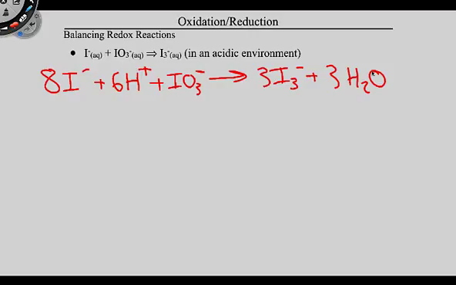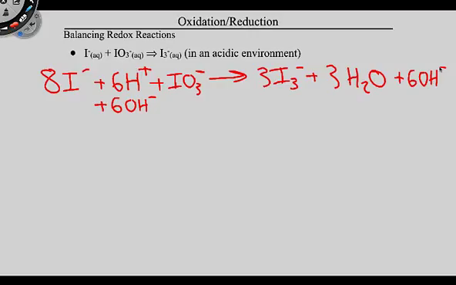But when you get to when you're done, and you're like, hey, there's my answer, you then have to do one additional step to respect the fact that it's in a base. And what you do is this. Add 6 hydroxides to both sides. How did I know to do 6? Because it's the number of protons that were floating around. And when you add those, and you guys all understand this is not now the answer to the question, but if it was in a base, it would be.